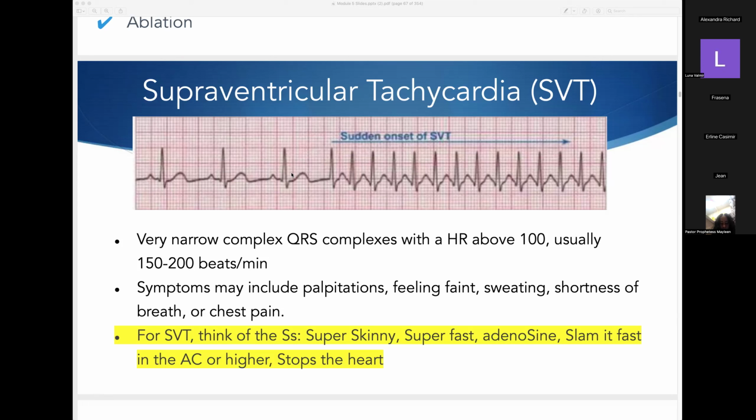Can you tell me, can you give it exactly? No, you cannot give IV adenosine anywhere other than an AC or higher, okay?